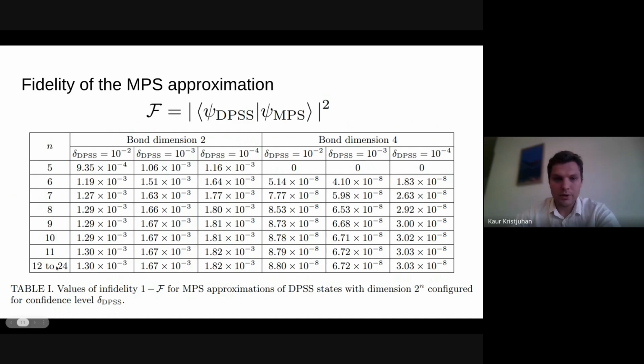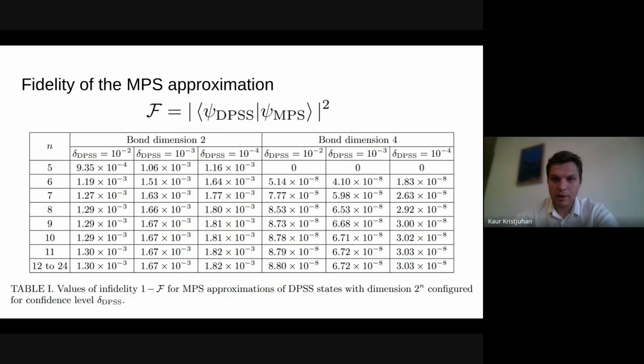There are 2 things I'd like to point out here. One is that overall, these numbers are really, really small. That means that the approximation is pretty good. For bond dimension 2, you have fidelities that are just 10 to the minus 3 below unity. And for bond dimension 4, it's 10 to the minus 8. I haven't even written bond dimension 8 or 16 or bigger ones here because they are essentially indistinguishable from the target state up to machine precision.